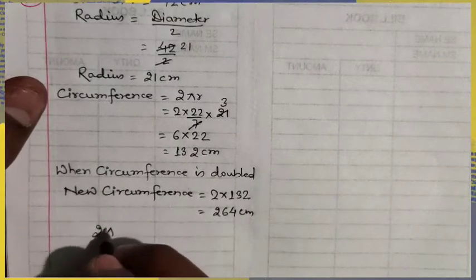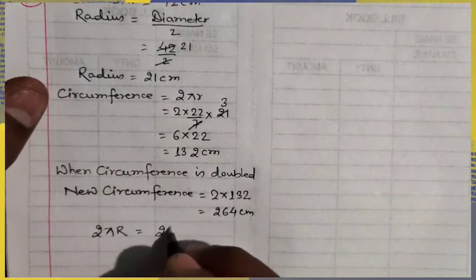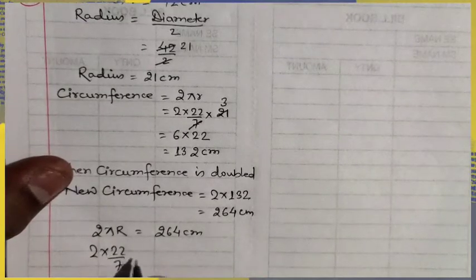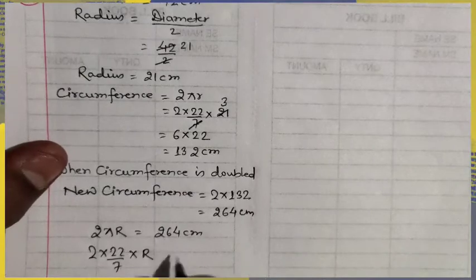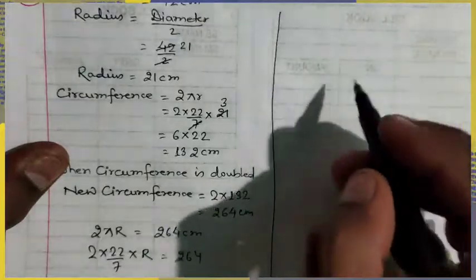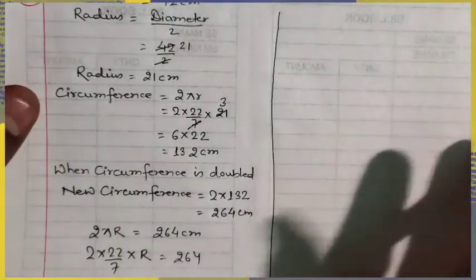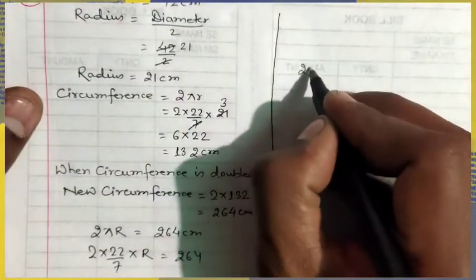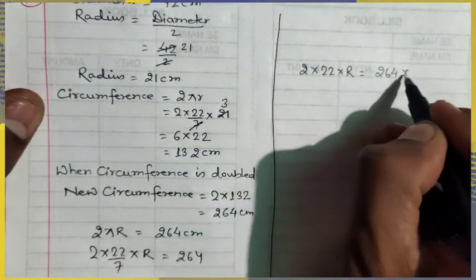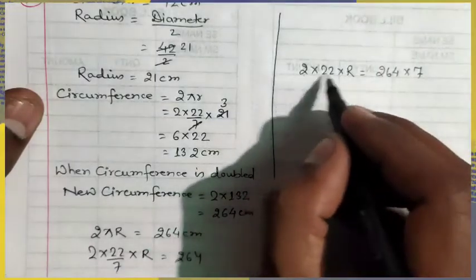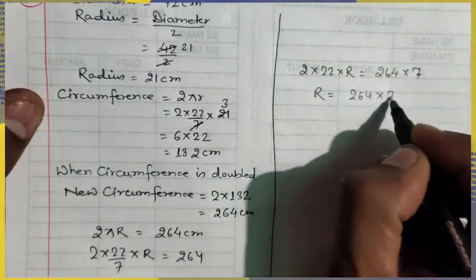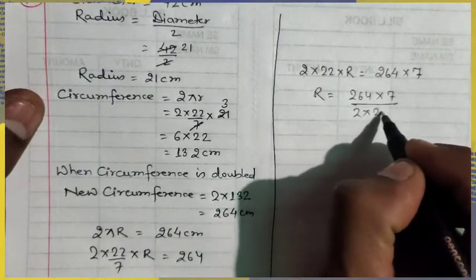The formula will remain same. 2 pi r is equal to 264 centimeter. We'll put the value 2 into 22 by 7 and we don't know the new radius, so we will put it as r, equal to 264. Now in the next step we will remove this 7. When this 7 goes to this side, we can write 2 into 22 into r is equal to 264 into 7. In the next step we will remove these 22 and 2. R is equal to 264 into 7 by 2 into 22.